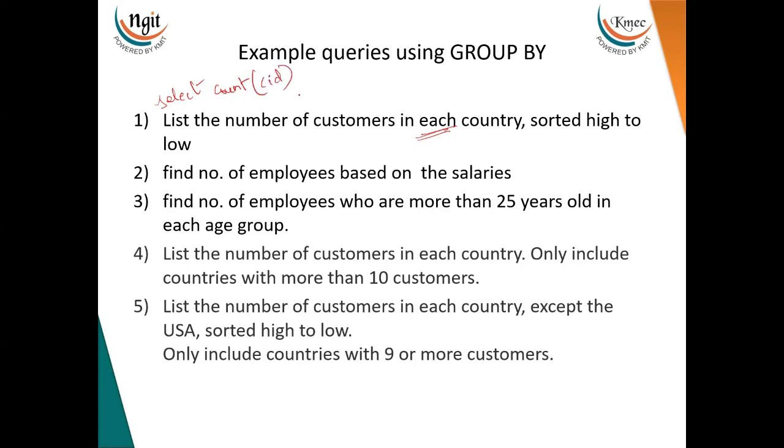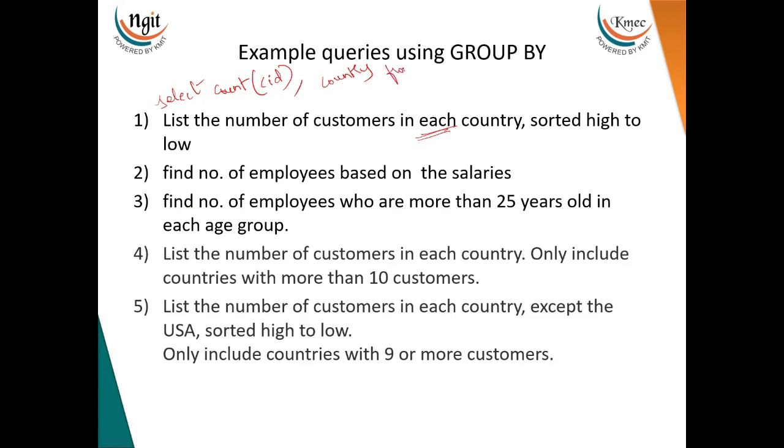In the brackets, customer ID. Let us assume that we have an ID column for the customers table. So count of ID, comma, in each country. So I'm going to write country. So these two are the column names which are to be displayed as output.